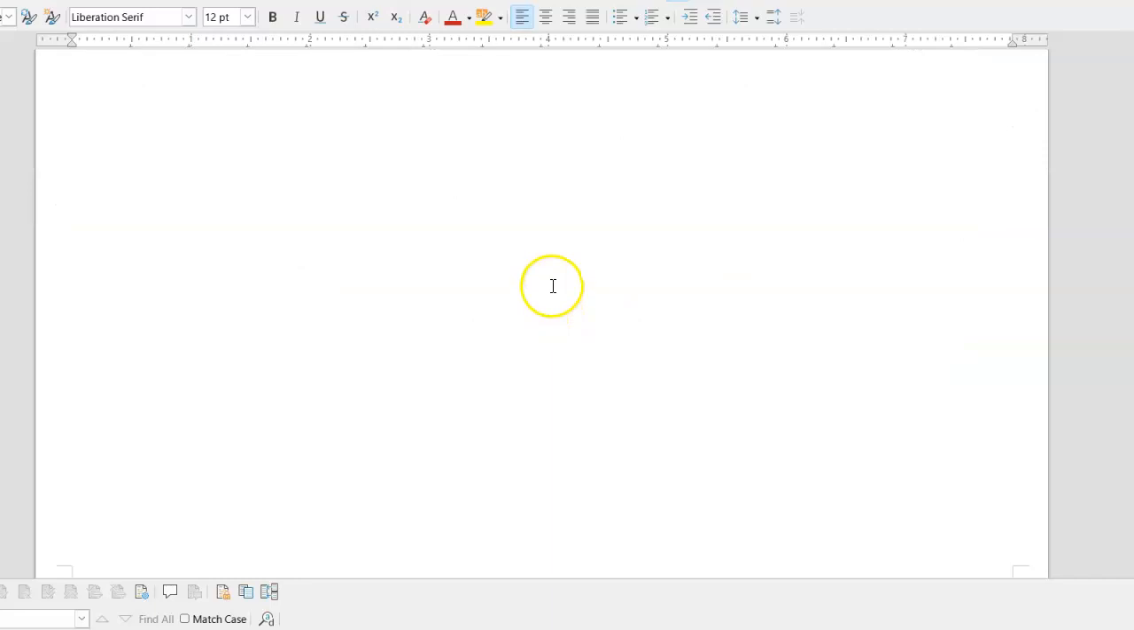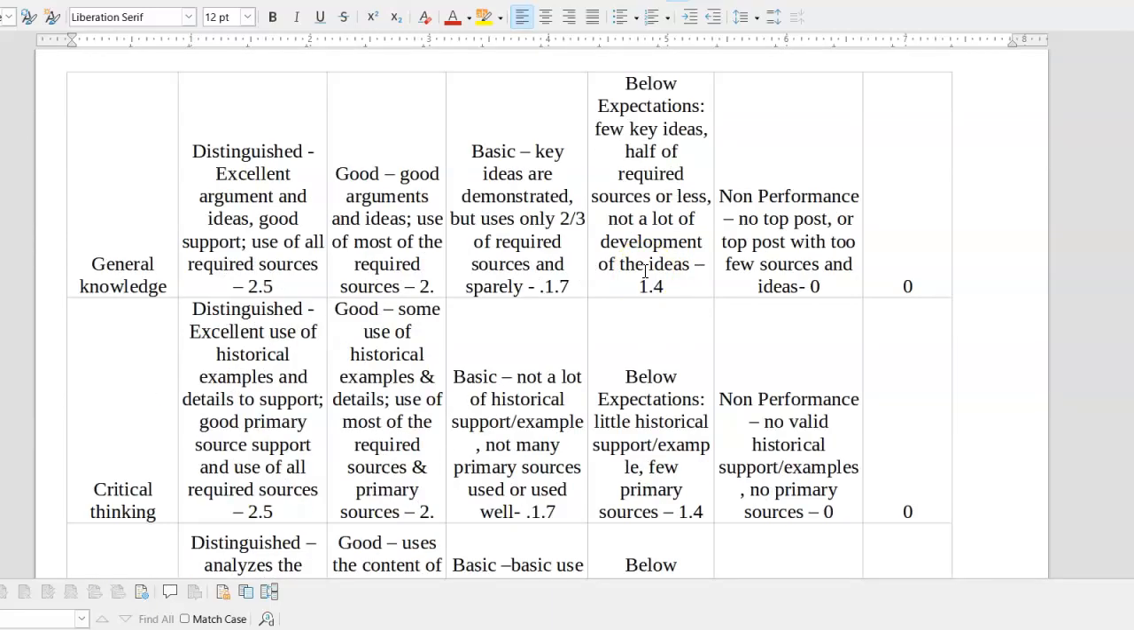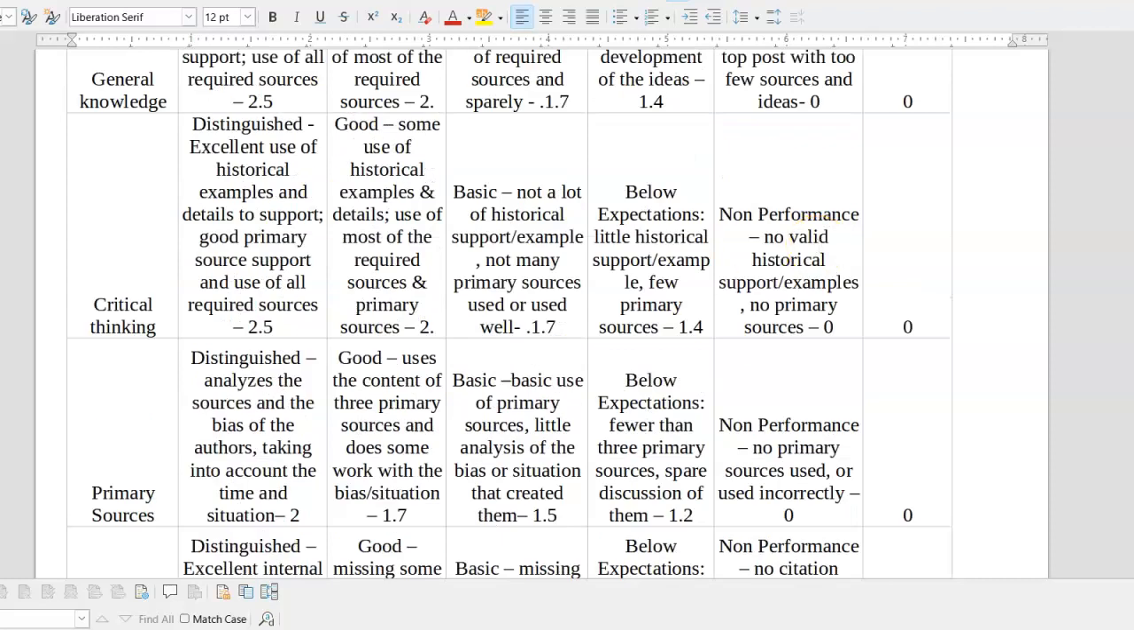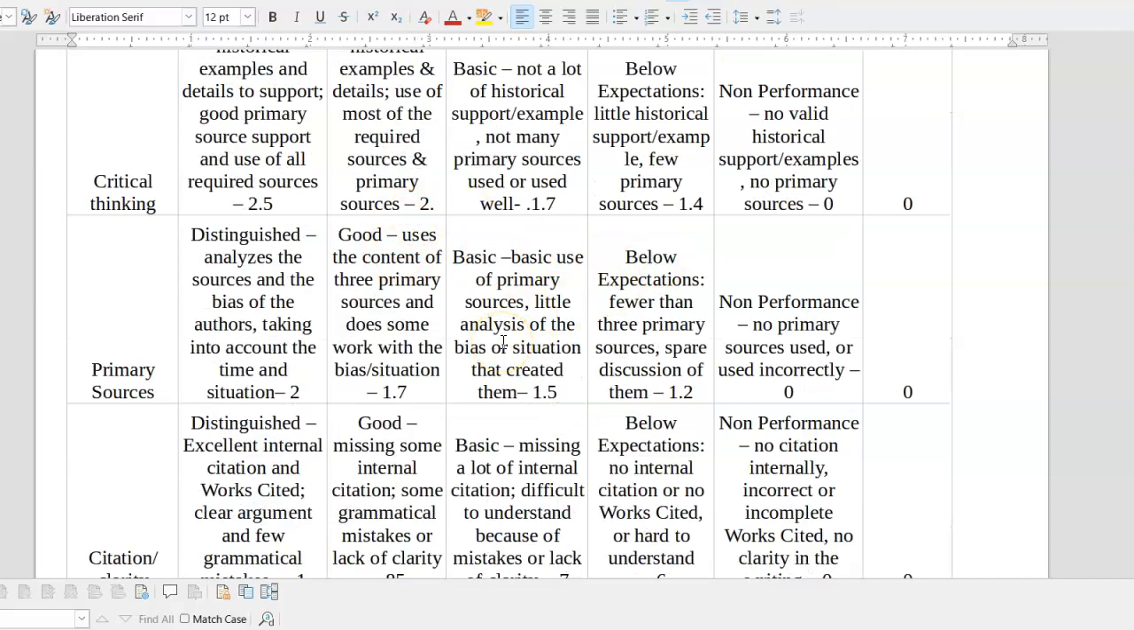All right, and as with your discussions, I actually have a rubric. In this case, the rubric is going to include, again, your general knowledge. That's where you're going to demonstrate what you know about the issue and the time periods in which it evolved based on the textbook and on your secondary readings. Critical thinking, a lot of this is going to go into your historical support, particularly historical support from your primary sources. But there's also a primary source category as well. And in this one, the distinguished level is going to be based on your analysis of the sources and the bias of the authors who wrote them.